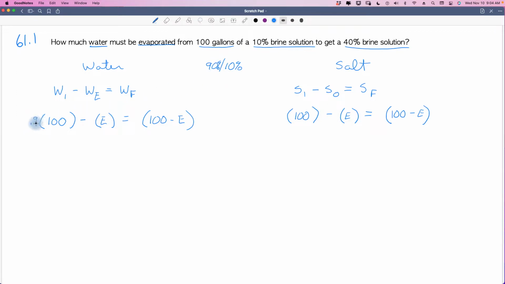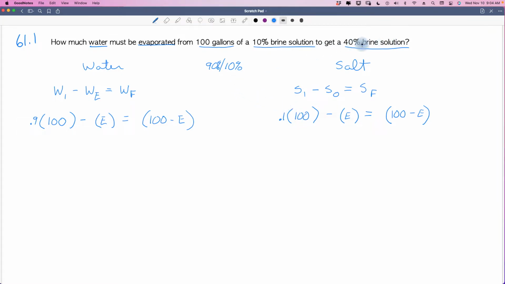So 0.9 of this 100 gallons to start with was water. That's our original water amount, 0.9 times the 100 gallons. For the salt, 10% of that was salt. So we know that the decimal form of 10% is 0.1. So 0.1 times 100 gallons tells us how much salt we had to start with.